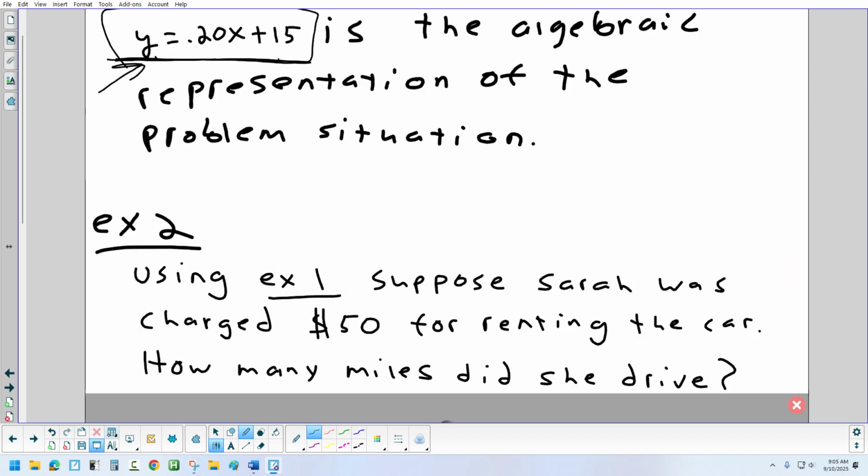All right, so now let's try using that equation again, but we're going to do something a little different. So from our example, it says, suppose Sarah was charged $50 to rent the car. How many miles did she drive?